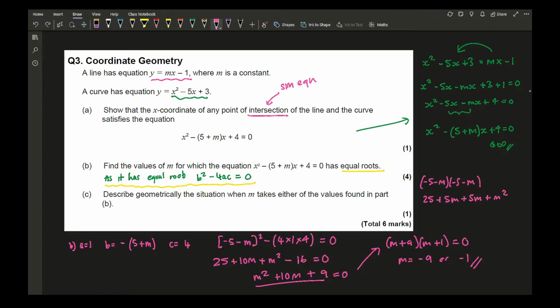The next question then says, describe geometrically the situation where m takes either of the values found in part B. Well, the fact that it's got equal roots means that it's going to intercept at one point, and lines that intercept at one point are therefore called tangents. Line is tangent to the curve. And there we go for our 1 mark.